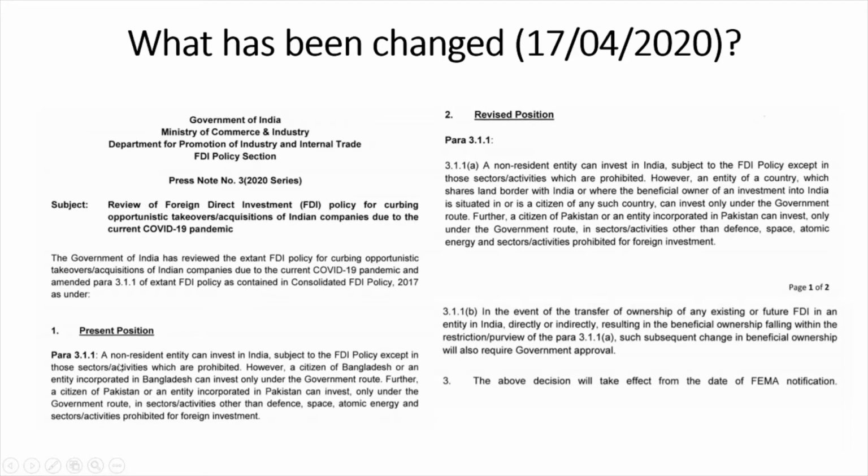What it says is that a non-resident entity can invest in India, subject to the FDI policy, except in those sectors or activities which are prohibited. That's the first thing. Further, it says that a citizen of Bangladesh or an entity incorporated in Bangladesh can invest only under the government route. So let's understand what this government route is.